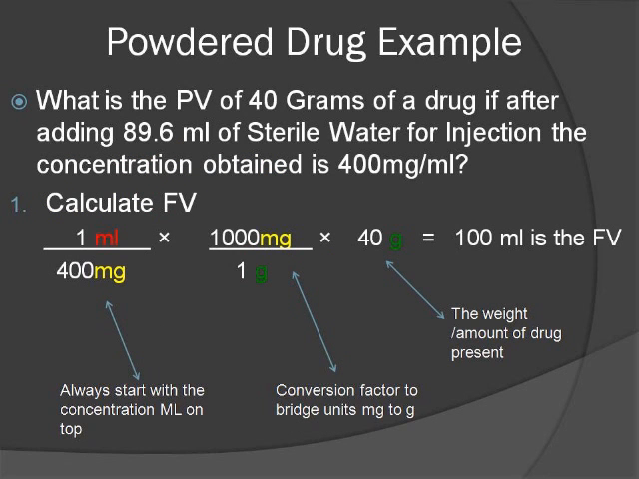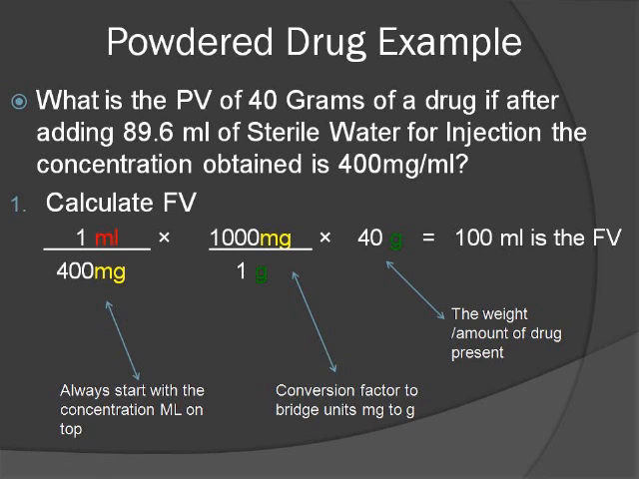So let's look at an example for a powder drug problem. We are asked, what is the powder volume of 40 grams of a drug if after adding 89.6 milliliters of sterile water for injection the concentration obtained is 400 milligrams per ml. So remember, step 1, we have to calculate what the final volume is. And we'll start with the concentration of that final suspension, which they give to us. And it's 1 milliliter over 400 milligrams. Remember, if you see a unit and no number there, it just means that there's 1 there. So 1 ml over 400 milligrams.